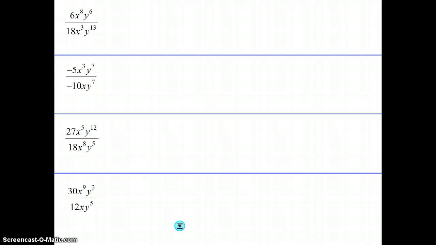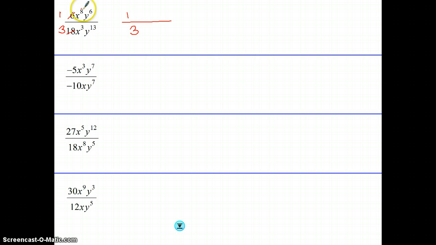On this slide, we're going to start putting more ideas together. Instead of just one variable over another, we're going to reduce coefficients, and then we're going to reduce two different variables, but we go about it in the same exact manner. Step 1, I see 6 and 18 can reduce to 1 and 3. So on the top of my fraction, I have a 1. In the denominator, I have a 3.